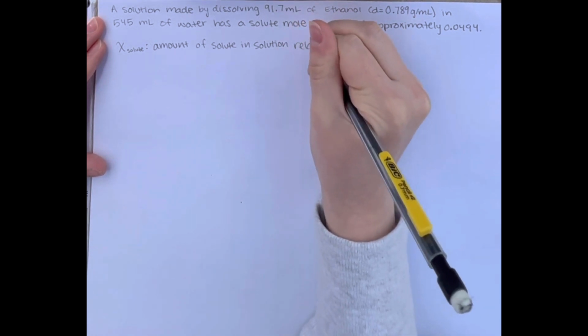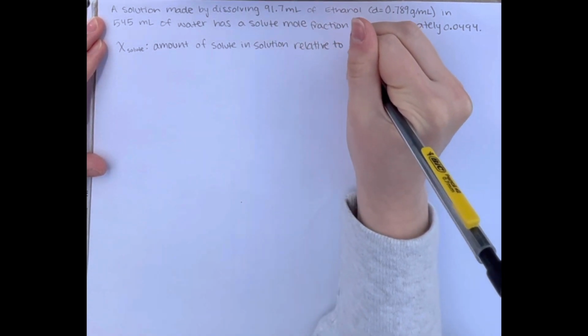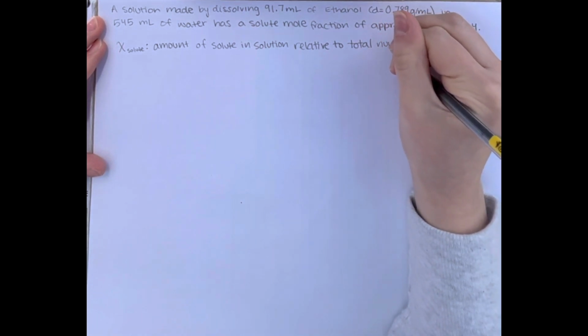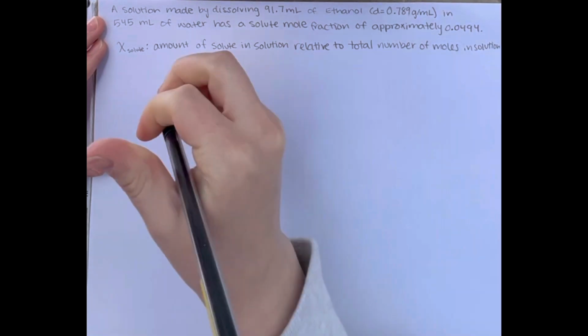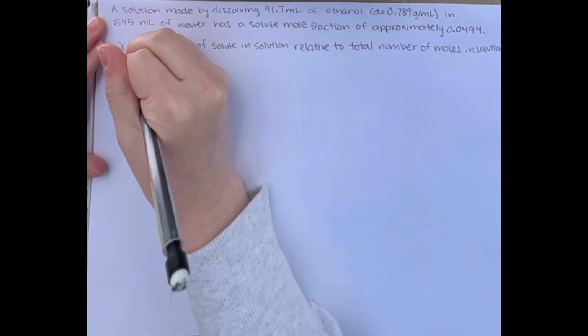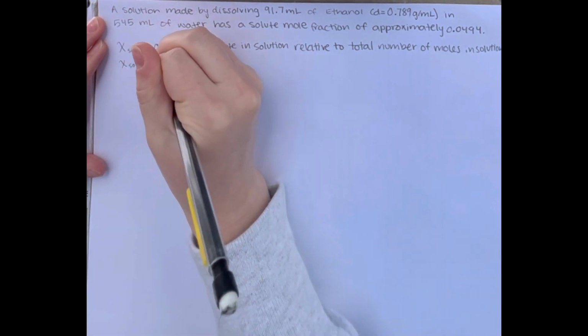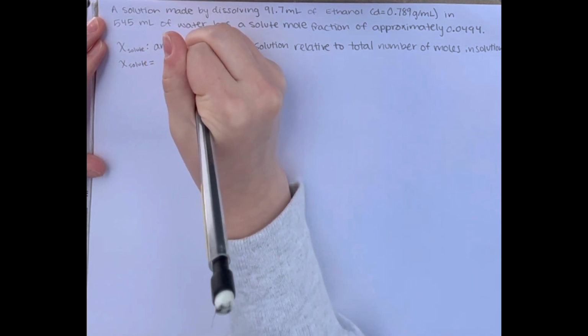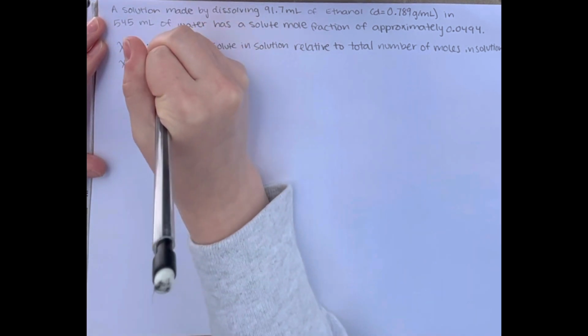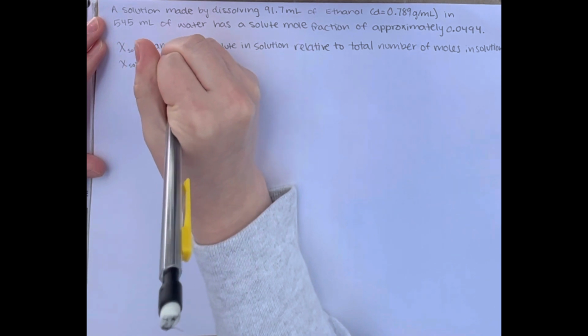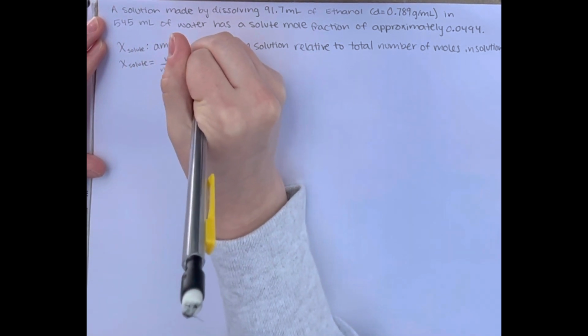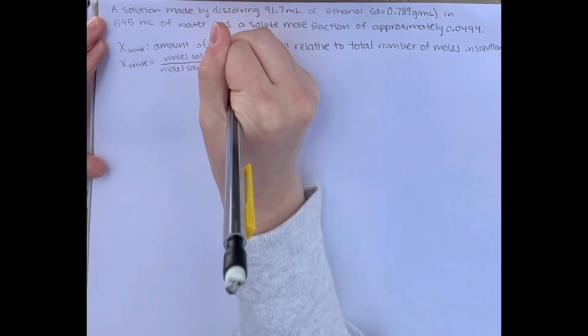So first here I'm just defining what the mole fraction is. We use chi of the solute to denote mole fraction. It is just the amount of solute in moles in a certain solution relative to the total number of moles in that solution. Then I'm going to write out the formula, which is chi of the solute is equal to the moles of the solute over the moles of the solute plus the moles of the solvent, which is the whole solution.